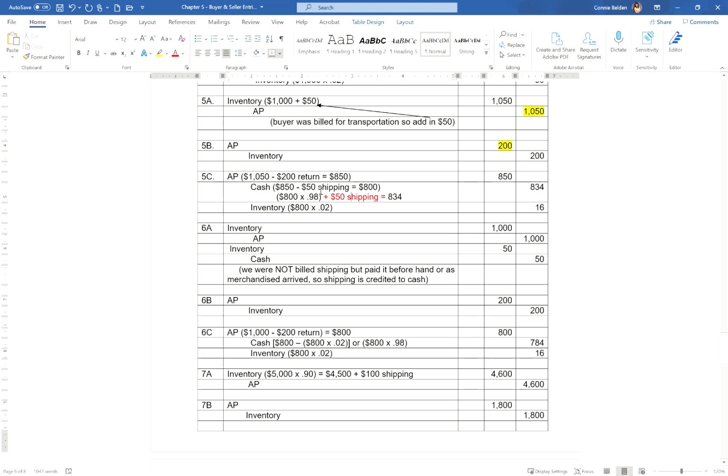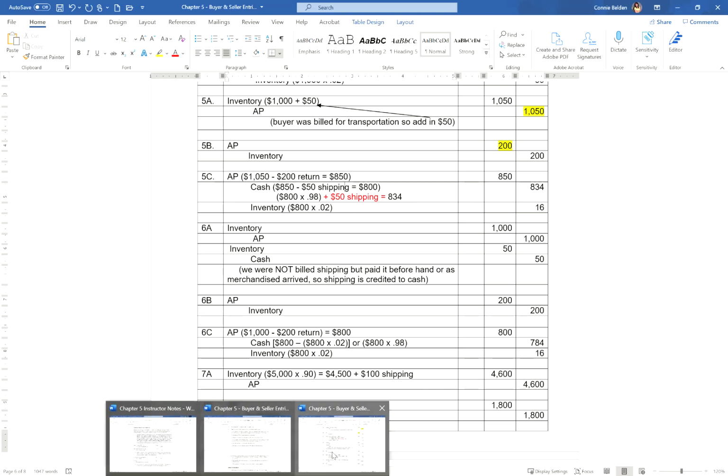So determining cash is a two-step process. You've got to take the amount in accounts payable minus the shipping, so that left me with $800. Then I took that $800 times 98% because I get a 2% discount, so I owe 98% of it. And then don't forget to add the entire $50 shipping back in for the $834. Because again, shipping is not eligible for the discount.